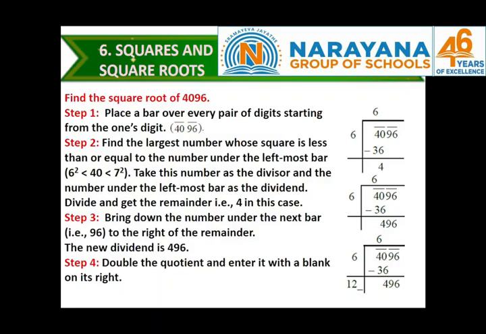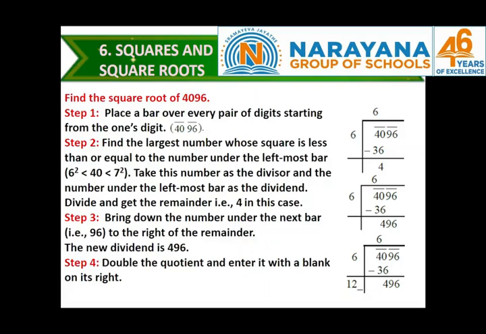I write 36 and by subtraction I get 4, and I bring down the next pair, so it becomes 496. Now I double the quotient. The double of 6 is 12, and I leave a blank on the right side. That blank I need to fill with a value which satisfies the condition. If I fill it with 1, I multiply 121 with 1, that is 121. Is it equal to 496? No. So 1 is not a suitable number.